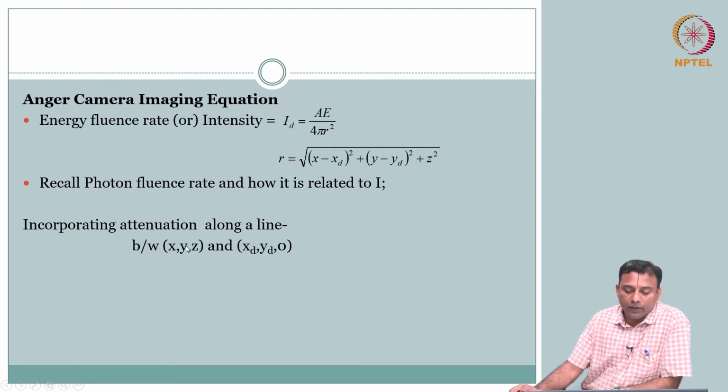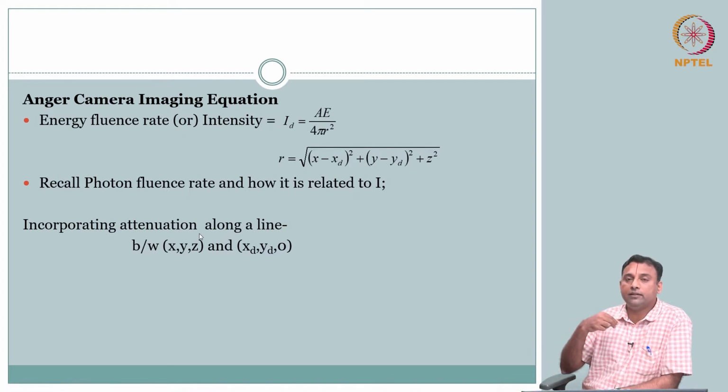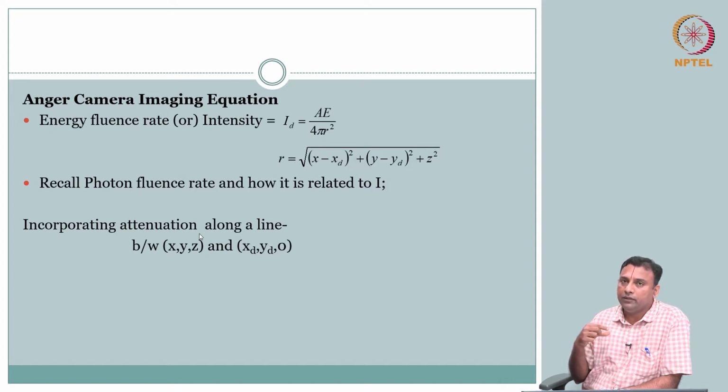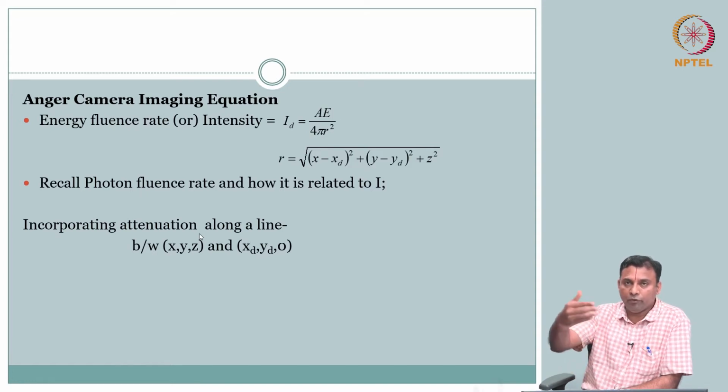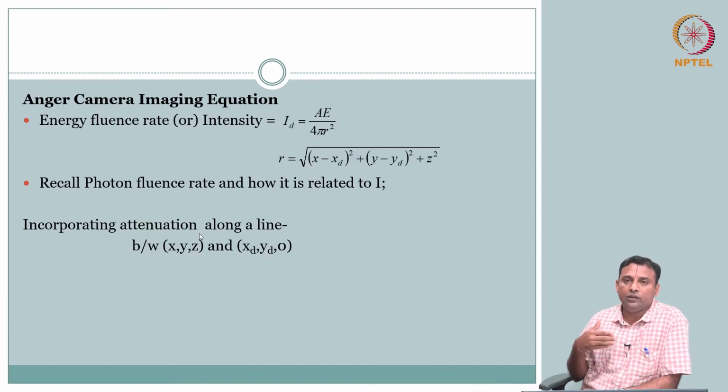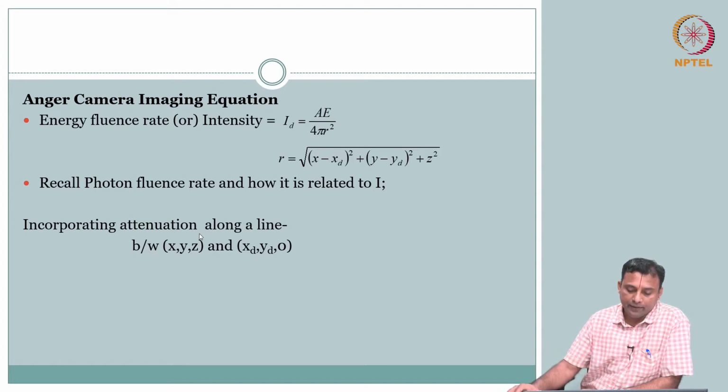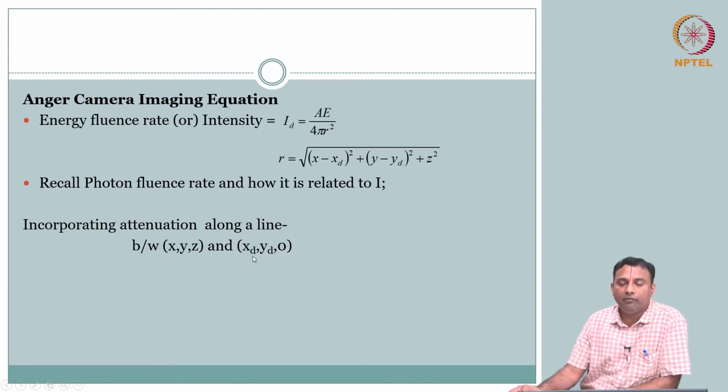What do we want to incorporate? Attenuation. What do we mean by attenuation? The source is somewhere in the body, so when the photon is trying to come out, it has to cross a certain part of the body. Of course there is also medium before it hits the detector. So in general you can incorporate an attenuation. The radioactivity is getting attenuated. So we can also incorporate that between x, y, z and where it hits the detector, x_D at 0.